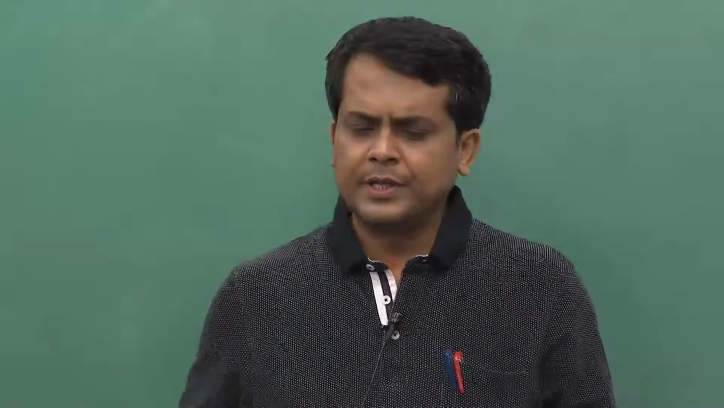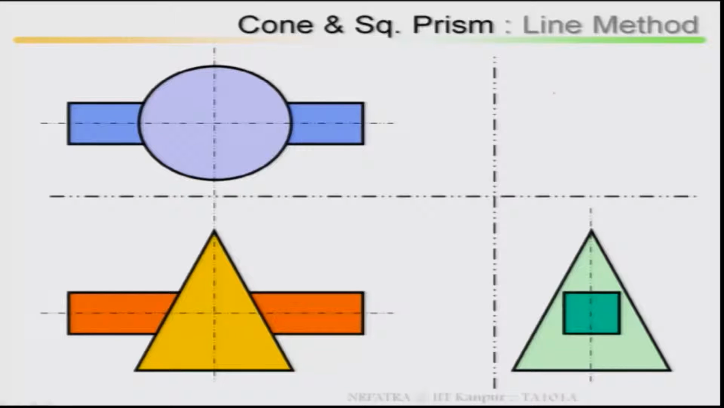Then let us start with this cone and square prism, cone and square prism by means of line method. Take your front view, take your top view, take your side view. In the side view mark the points here, here, here, here, because inside this cone the square prism is there, this is your cone, inside this the square prism is going. Now I divide this half of the cone into a number of equal parts.